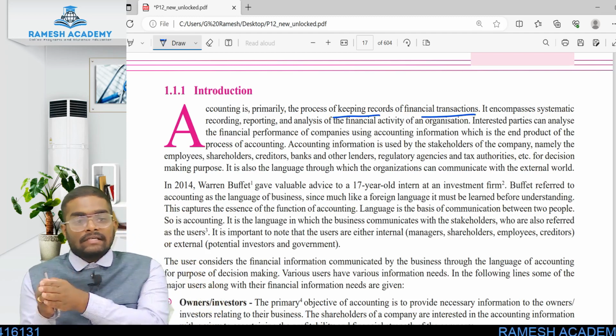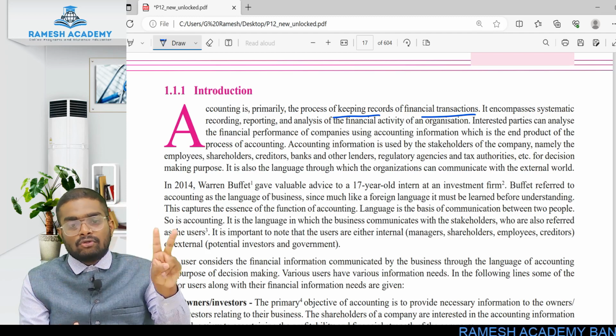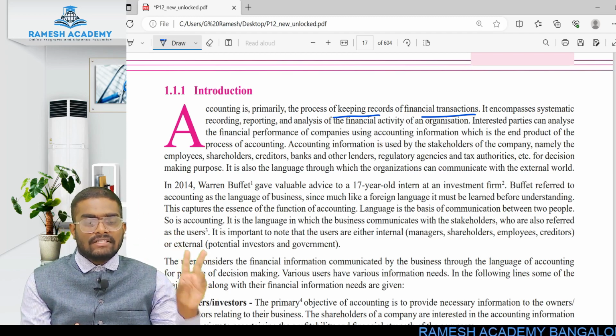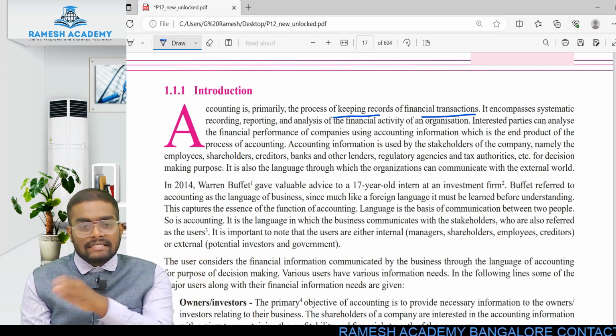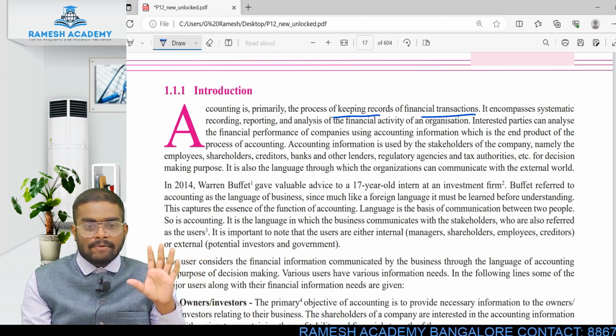The end result of accounting is that we have to find 2 things. One is the financial position, one is the financial result. Financial position is the balance sheet. The financial result is the profit or loss for a particular period.